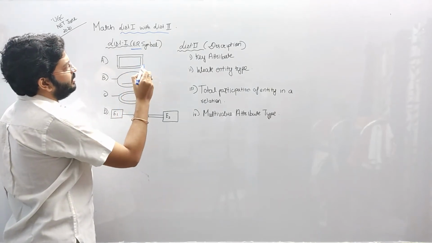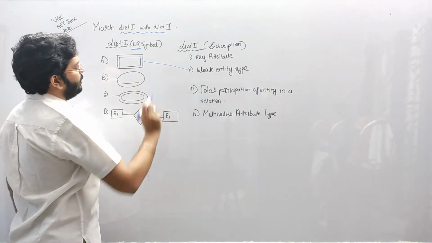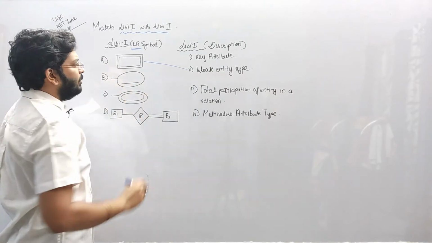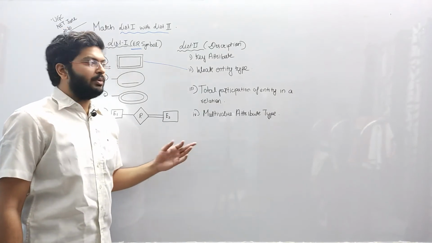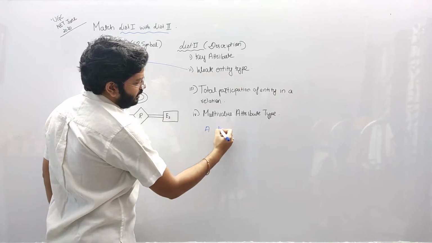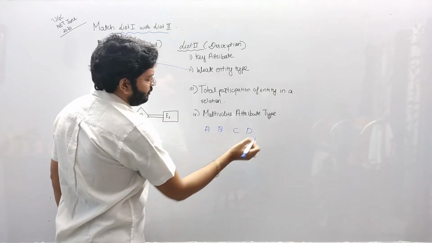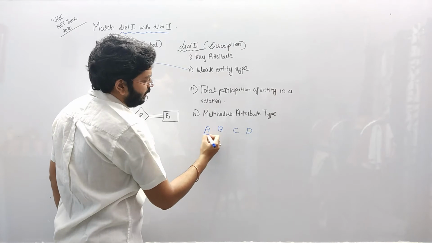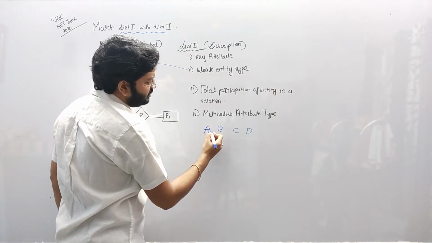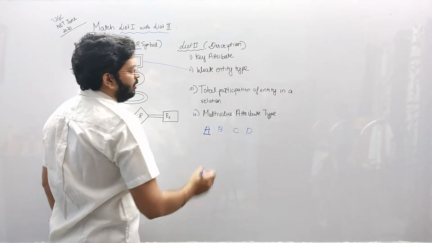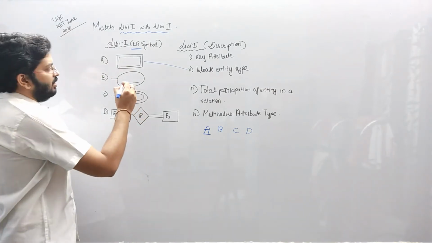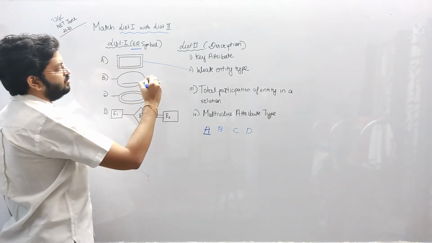Now let us see this one. This is a weak entity, so I will be matching this one with this. The second one, option B, is a key attribute. You might have seen in tables or relations in DBMS, whenever we have a primary key, suppose we have a table having attributes A, B, C, D, I am taking this as an example. If suppose A is a primary key, then we have an underline below it. This represents the key attribute, that is, the primary key, which can uniquely identify all the tuples. So here we have this underline, and this will be the key attribute.